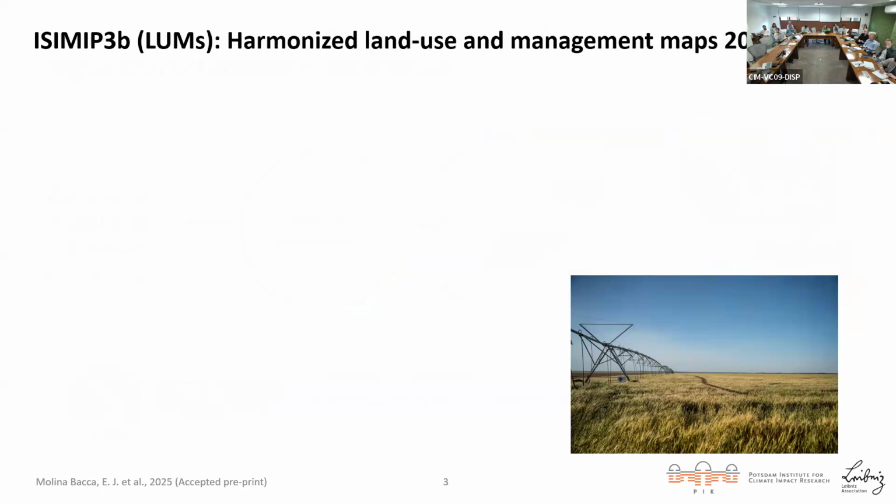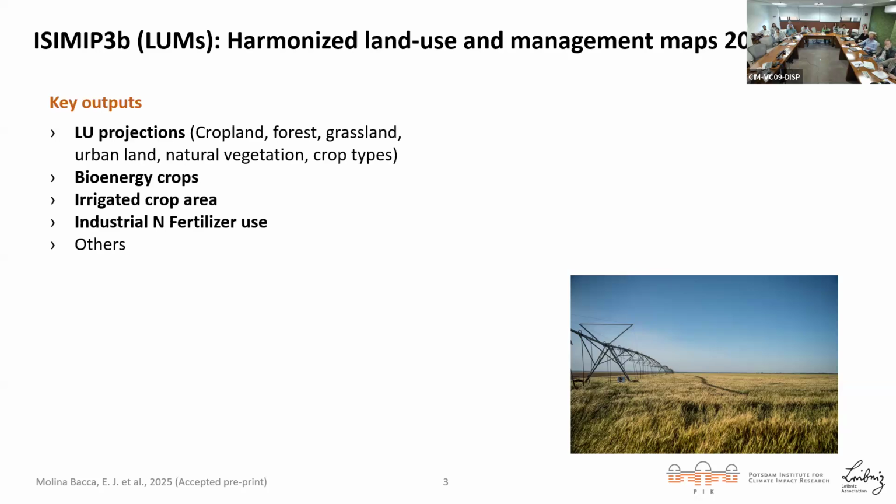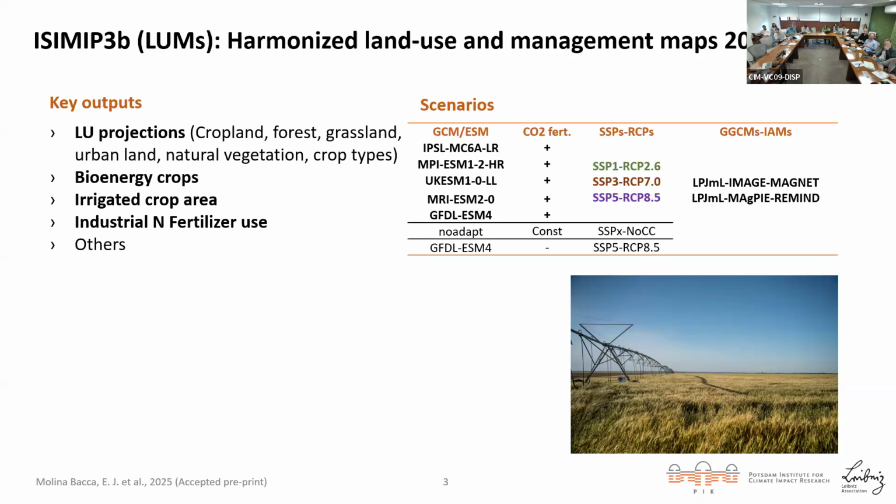For various reasons, the GLOBIOM team in the end couldn't deliver, but Edna put together this paper where we were asked to provide to the AgMIP sectors land use projections, bioenergy crop demand, irrigated crop area, fertilizer use. You can imagine these are inputs useful for these other models.